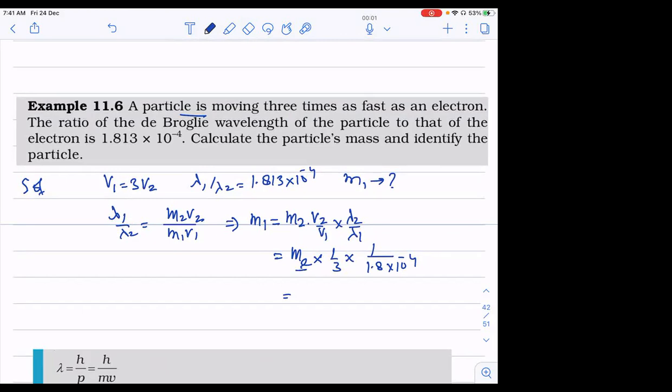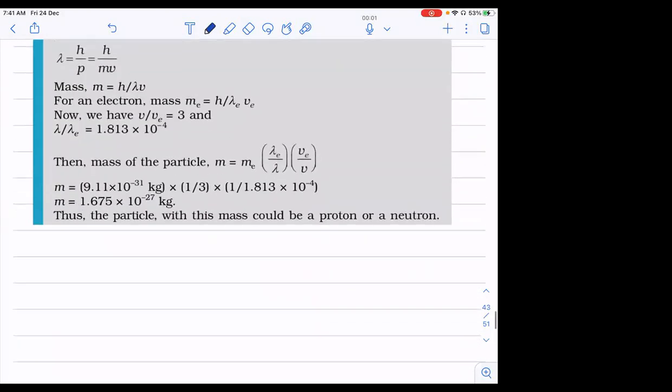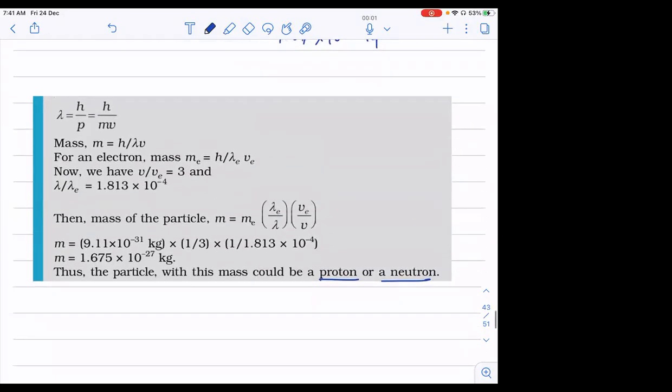अच्छा ये भी तो रहेगा ना. ये आपका रहेगा 9.1 into 10 to the power. इलेक्ट्रॉन का मास पुट कर दो. कितना होता है इलेक्ट्रॉन का मास? 9.1 into 10 raised to minus 31. If you solve it, 1.67 into 10 to the power minus 27 is coming, kg में. That is the mass of the proton or neutron. दोनों के मास almost same होते हैं.